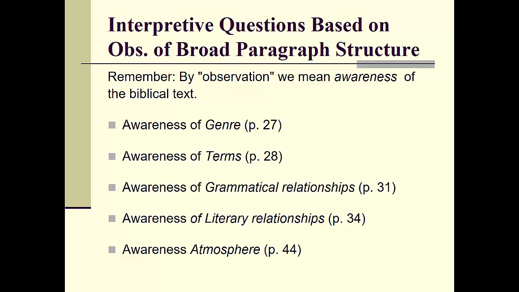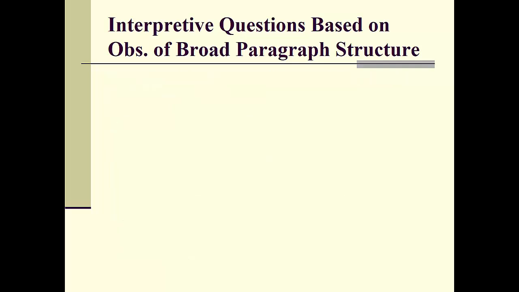Observation is awareness, and there are different elements of the text that we want to be aware of. Genre. How's it written? Is it poetry? Is it narrative? Is it a letter? Is it history? We want to be aware of terms, particular words that are used by the biblical author. We want to be aware of how terms relate to each other as grammar. Literary relationships we want to be aware of. And then the general atmosphere. Again, take a moment to page back in the study guide if you'd like to review what's meant by these expressions.